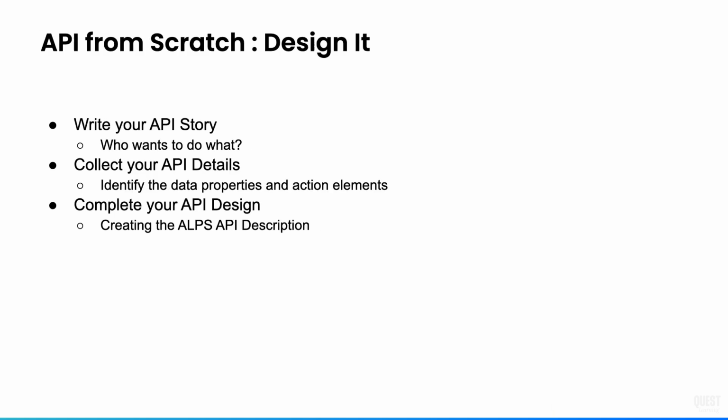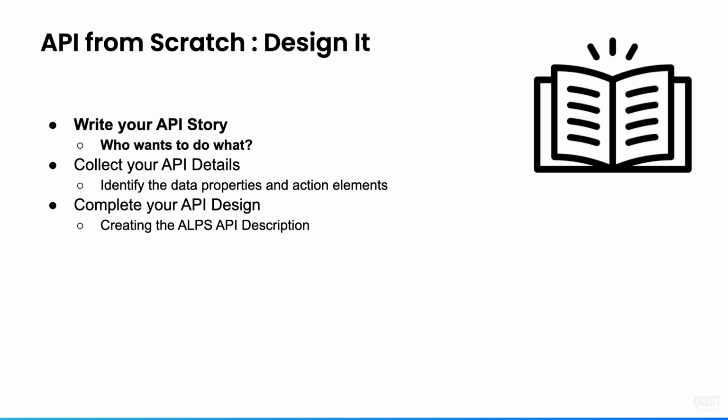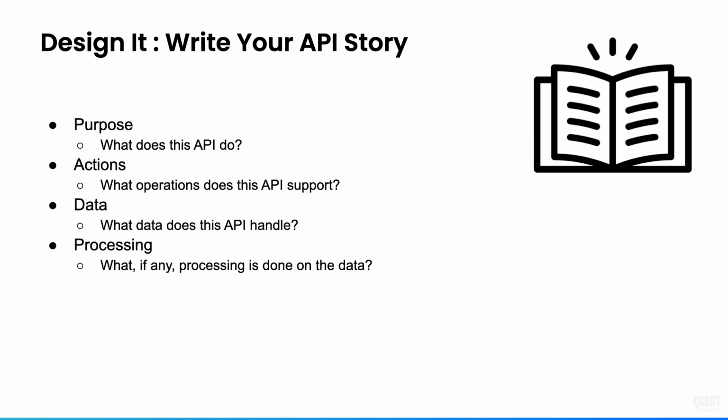Now, if you remember from previous lessons, we talked about three key elements: the story, the details, and the actual diagram. So let's start by writing our API story. Who wants to do what? What is the information that we need at a simple, straightforward level? Remember, we're going to create an API story document that has a simple purpose. What does this API do? Why do we have it?